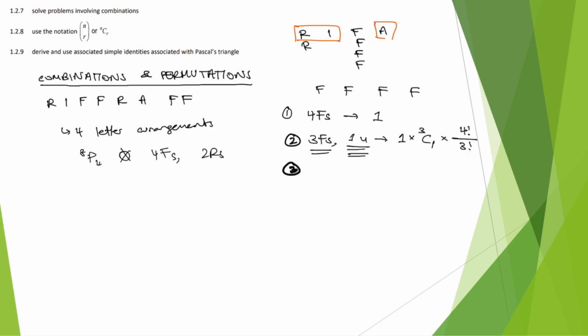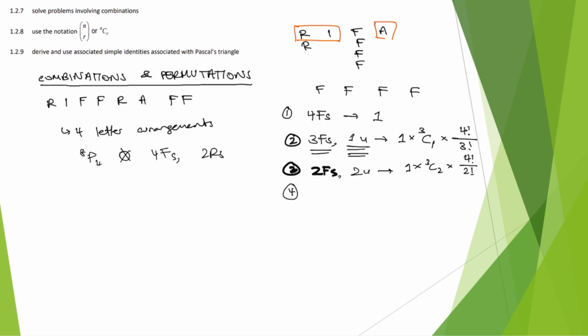The third case involves 2 Fs and 2 unique letters. In this case, there is one way of selecting those 2 Fs. Again, I'm selecting from R, I's, and A's, so I have 3 choose 2. And then I multiply this by 4 factorial over 2 factorial.